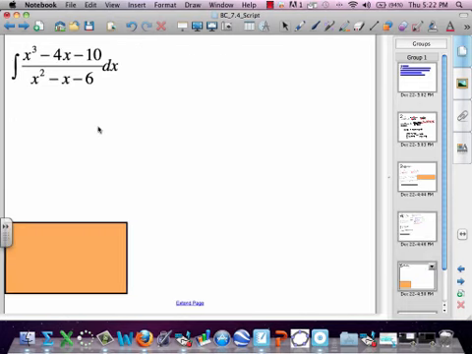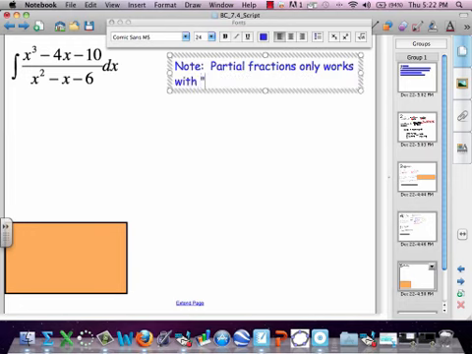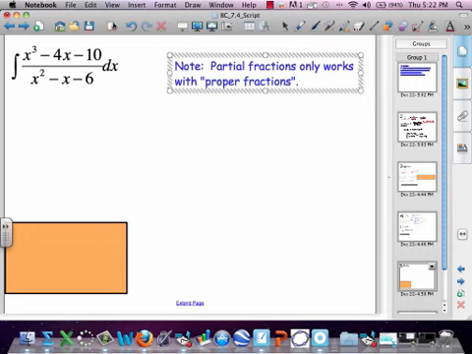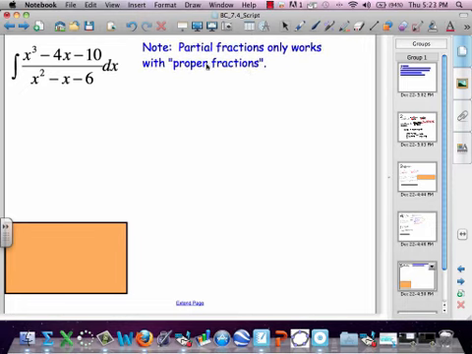Okay, third stage of the process here. All right, I'm going to put a little note up here for you. Partial fractions only works with quote-unquote proper fractions. Okay, so in other words, a fraction where the degree of the denominator is larger than the degree of the numerator. That has to be the case, or else we can't use partial fractions. It won't work out for us.